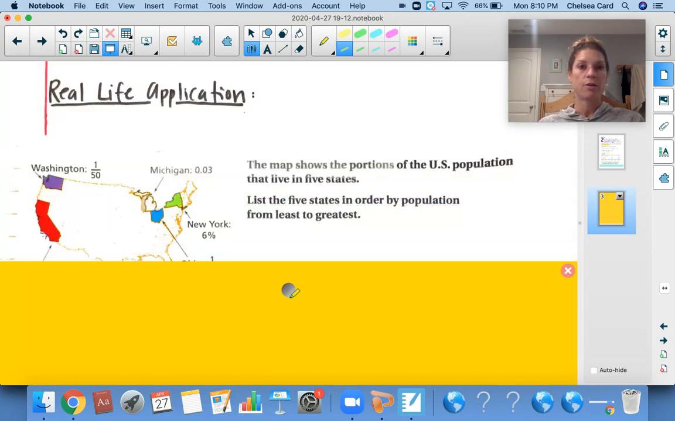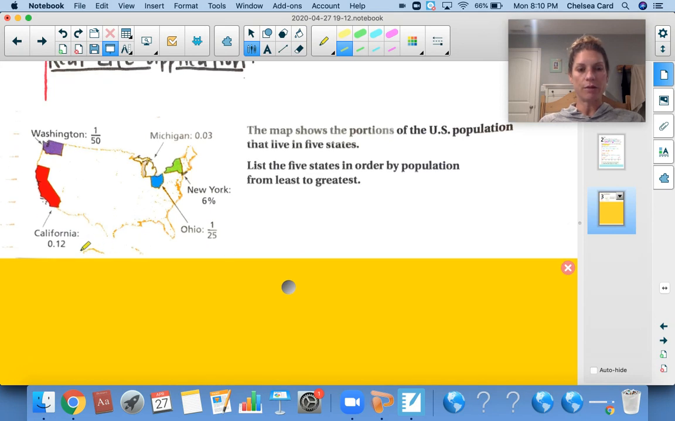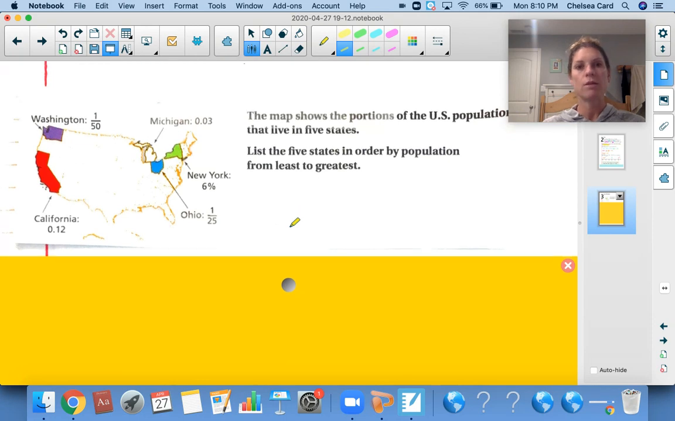Real life. All right, this is a map of the United States. Yes, I know you can't really see Alaska and Hawaii. Sorry. But this map shows the portions of the U.S. population that live in 5 different states, okay? Which means that 6% of the population of the entire United States lives in New York. 3/100ths lives in Michigan. 1/50th lives in Washington, 12 hundredths live in California, and 1/25th live in Ohio. Okay, that's what that means.